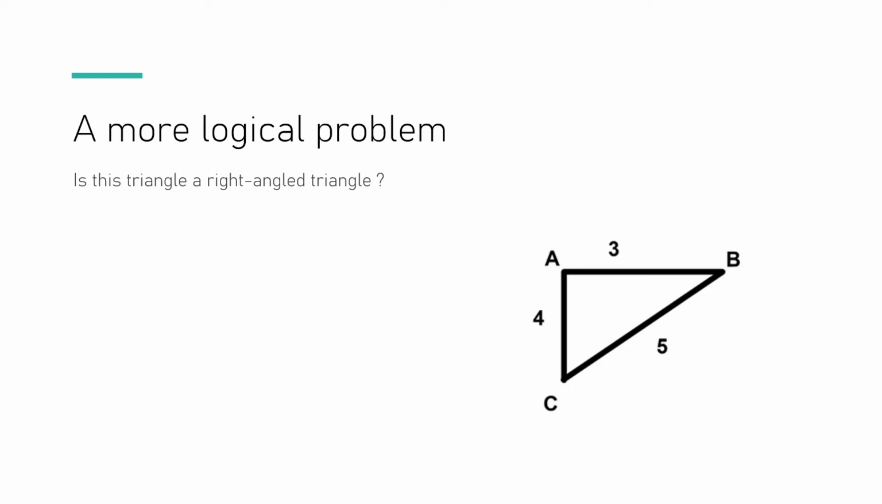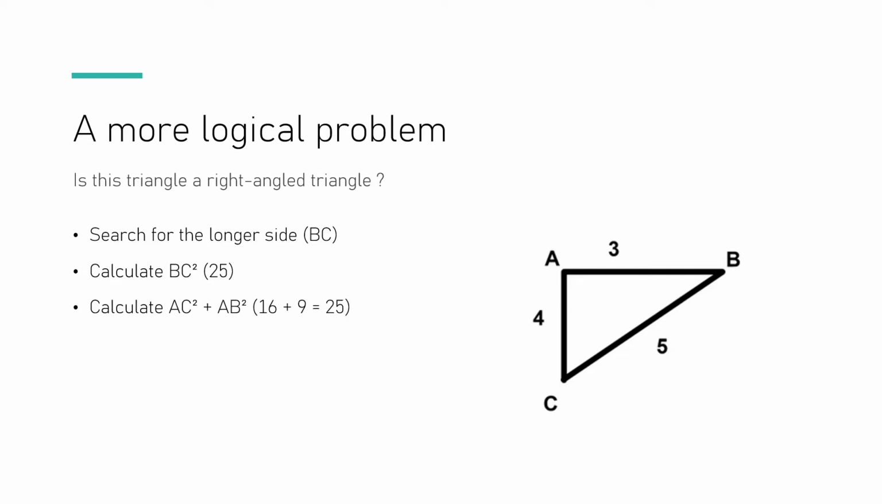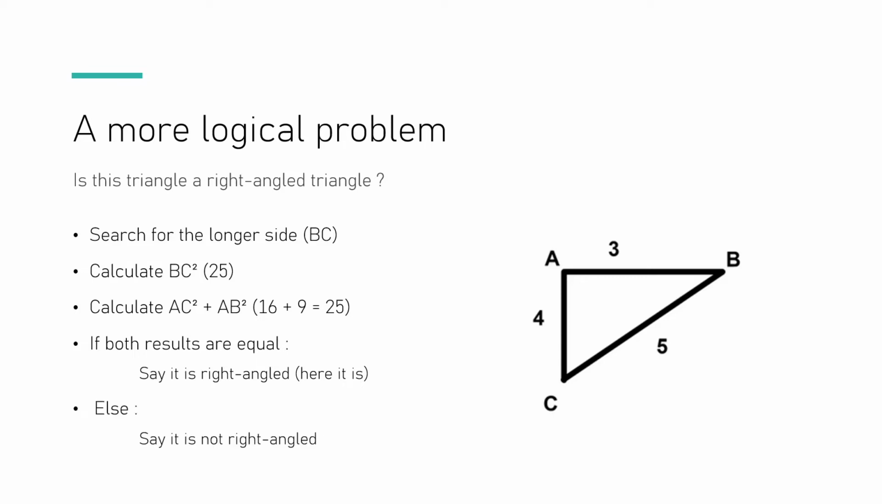In this problem, you are given a triangle with the length of all the sides, and the question is: is this triangle a right angle triangle? An algorithm to solve this problem would look like that. You search for the longest side, here it is BC. You calculate this longest side length squared, here it gives 25. Then you calculate AC squared plus AB squared, it is 16 plus 9, so 25. If both results are equal, you say it is right angled. Here it is the case. Else, if both results are not equal, you say it is not right angled.